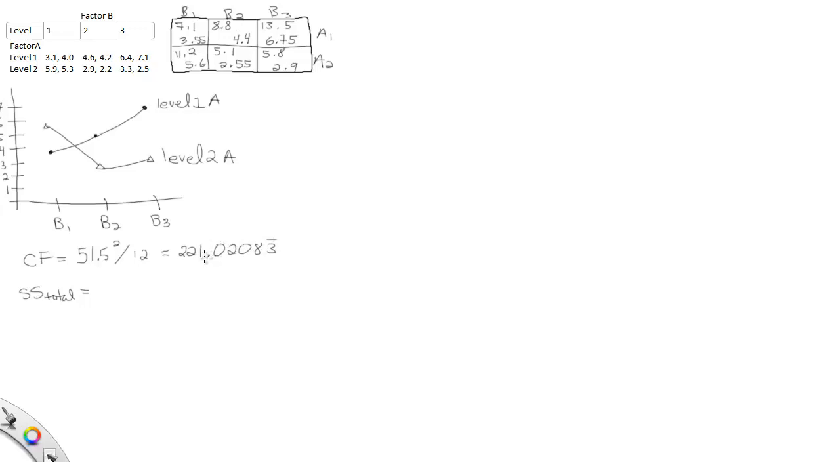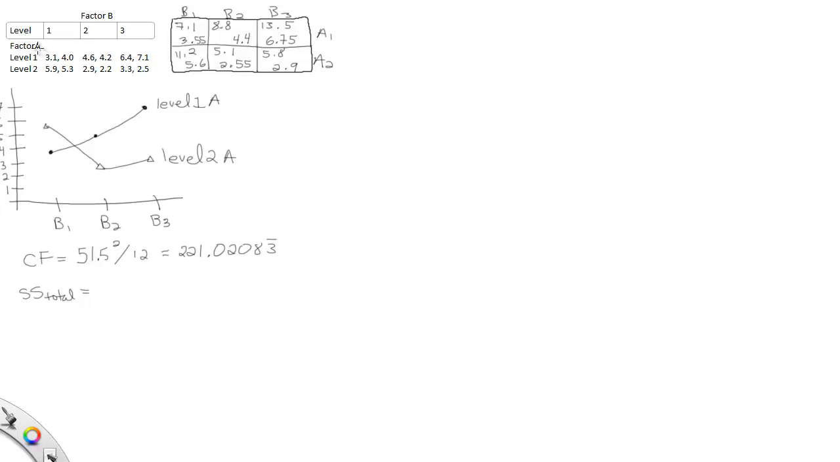Then from there, what you're going to do is to come up with your sum of square total. And the way you do that is you're actually going to square every single value you have. And once you have them all squared, you'll add them up and then subtract off the correction factor. So let me tell you what that works out to be after doing that. Again, same formula for sum of square total that we've always used. So we just square every value and add them all up.